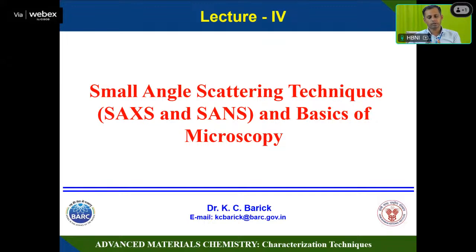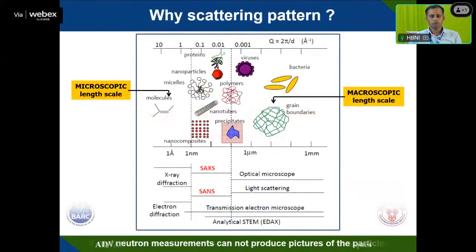The basic difference is that in the earlier diffraction studies, X-ray and neutron diffraction, the angle is high, wide angle. Here you will see small angle scattering techniques. So why do we need a scattering pattern first of all?